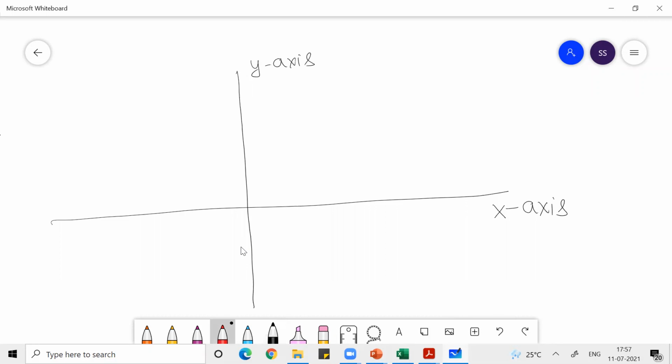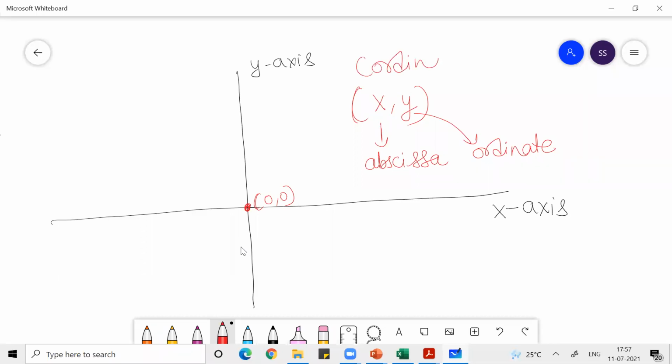Now this is called the origin, 0, 0. So whenever we write x, y, x is called the abscissa, and y is called the ordinate, and this is called a coordinate. This is coordinate geometry. Welcome to the world of coordinate geometry.